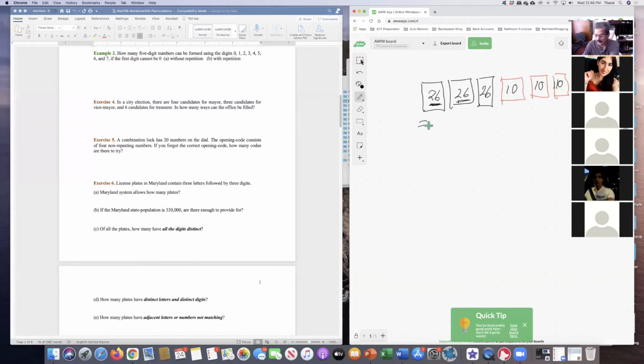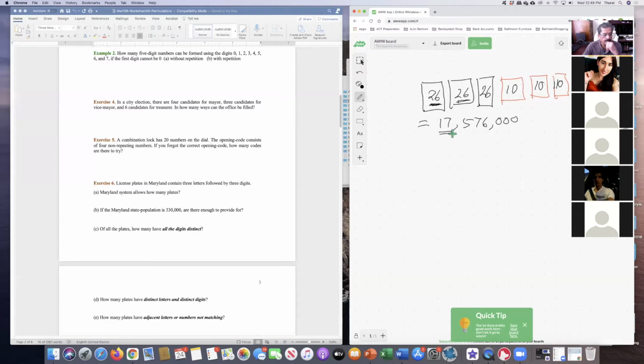And that number is a very large number. Around 17 million. 17,576,000 is what I'm getting. So the second question says, if there are 330 people in Maryland, are there enough plates to go around? What's the answer? Yes. With that system, they can make 17 million different plates, so that will be enough.